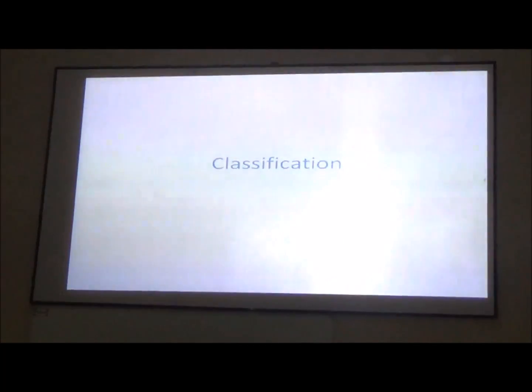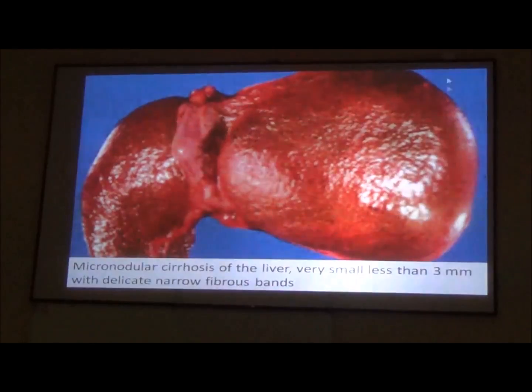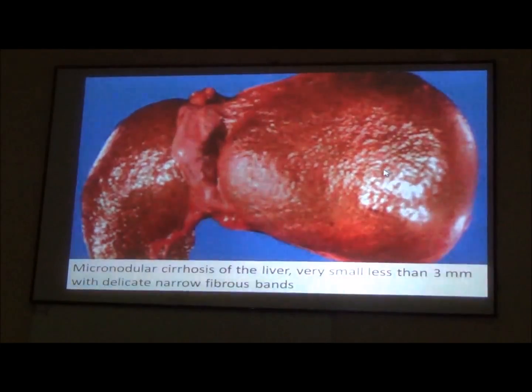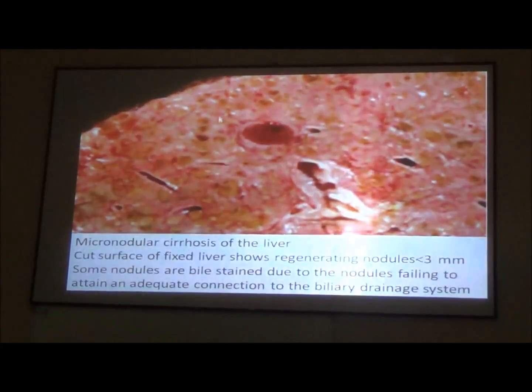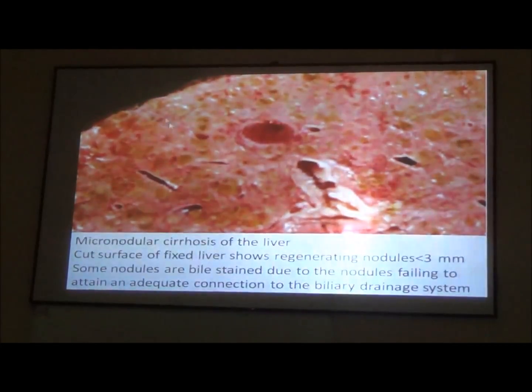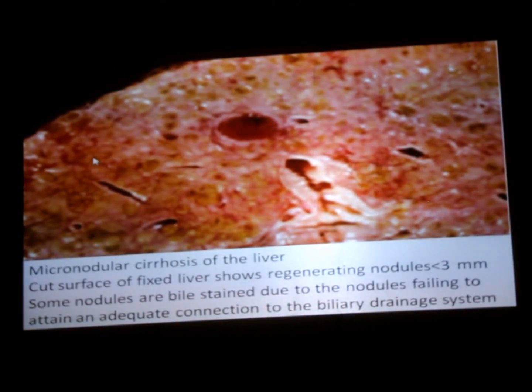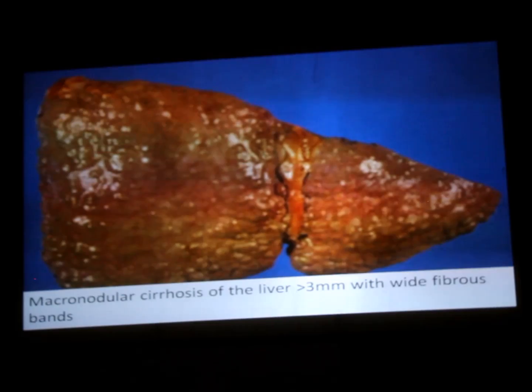I will show you a few more slides after this. This is liver containing small nodules on the surface, micronodular. In the cut section, you will find small nodules. Some nodules contain pigment, the yellowish pigment you see is bile.